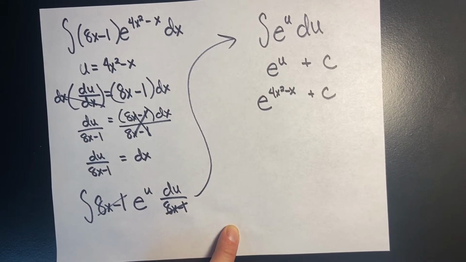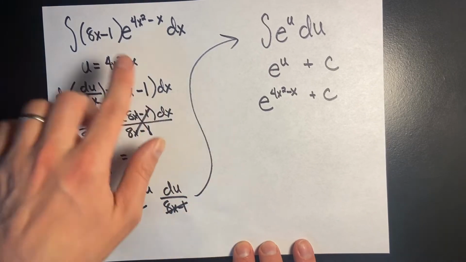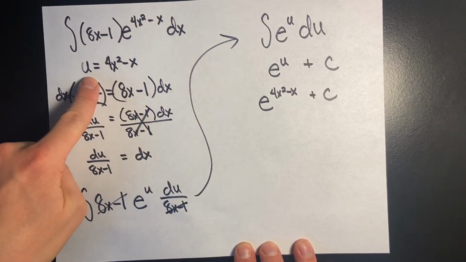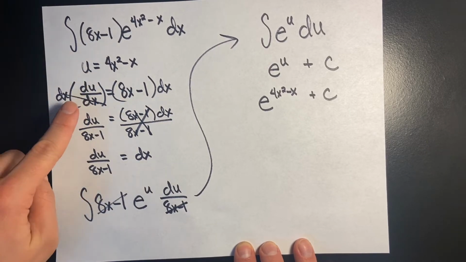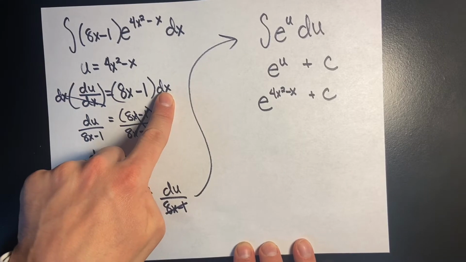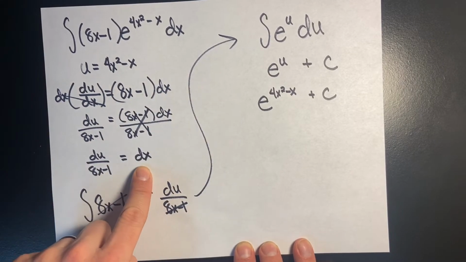Okay? So that's my 6-step process. My first step was figure out which guy looks like an antiderivative. It was that guy, call it u. My second step was find the derivative of u, find the du dx. My third step was solve for dx.